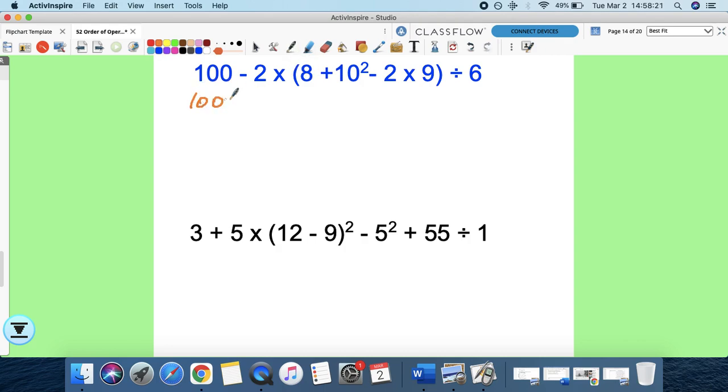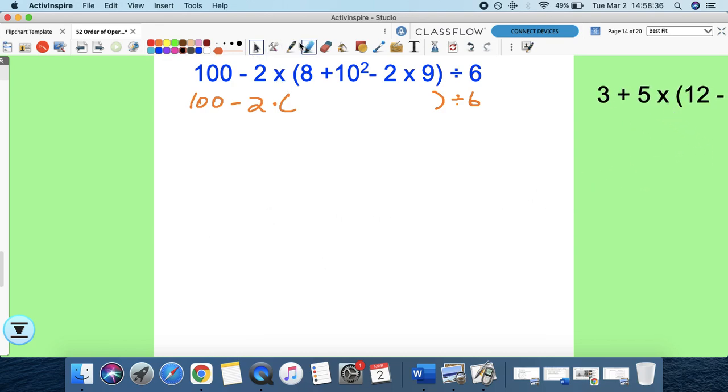So I'm gonna put 2, and instead of the x, I'm gonna put a punto. Okay. So we're gonna have to do inside the parentheses first. So parentheses comes first, and I'm just gonna take this guy and put it over here for now. If you look, we have 8 plus 10 to the second power minus 2 times 9. So what are we going to do first?